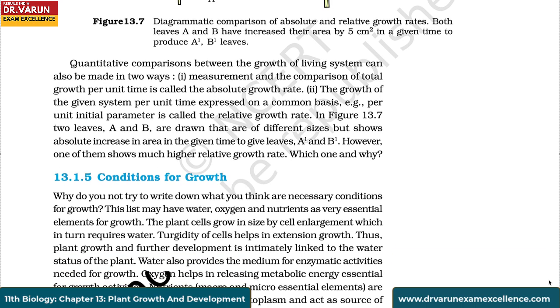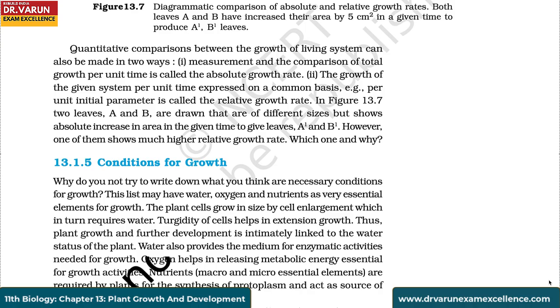Quantitative comparisons between the growth of living systems can also be made in two ways. Measurement and the comparison of total growth per unit time is called the absolute growth rate. The growth of the given system per unit time expressed on a common basis, for example per unit initial parameter, is called the relative growth rate.